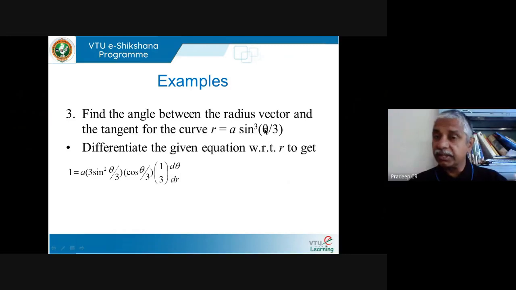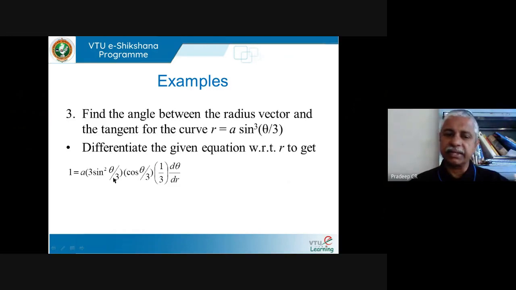Instead of theta, you think of it as sine cube x by 3. Differentiate sine cube x by 3 with respect to x, or with respect to y. Meaning, you are not differentiating with respect to theta here, you're differentiating with respect to r. Normally you don't do it that way, so you try to think of it like this: sine cube y by 3, and find dy by dx.